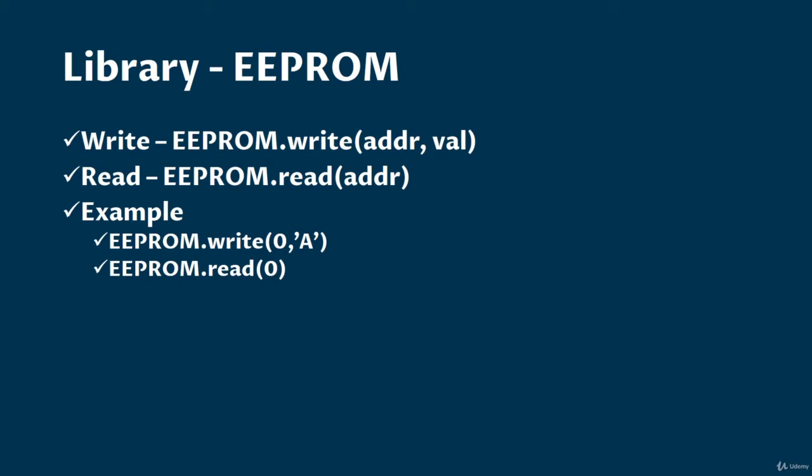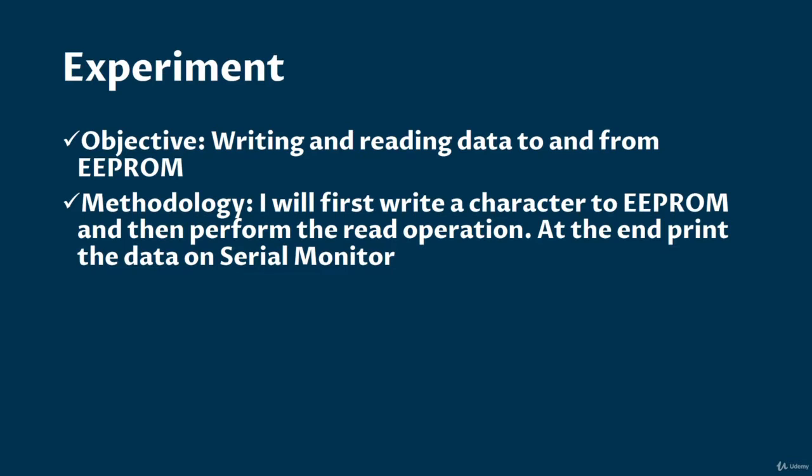And whenever we want to read the data, simply write EEPROM.read within bracket 0. This function will return the character and you have to store that somewhere. For that, I'll perform an experiment where my objective is writing and reading data to and from EEPROM, and my methodology will be I'll first write a character to EEPROM and then perform the read operation. Once that operation is successfully completed, at the end I'll print that data on serial monitor.